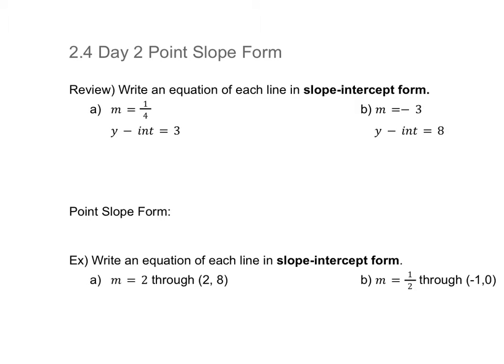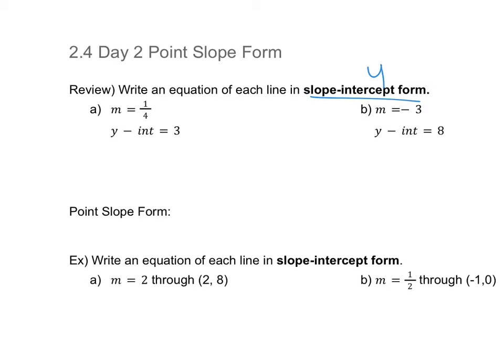All right, so 2.4, day 2 is going to be a shorter lesson, and this is more about point slope form, which you haven't learned about, or you may remember it from Algebra 1. But before we get into that, let's review, and let's write an equation of each line in slope-intercept form.